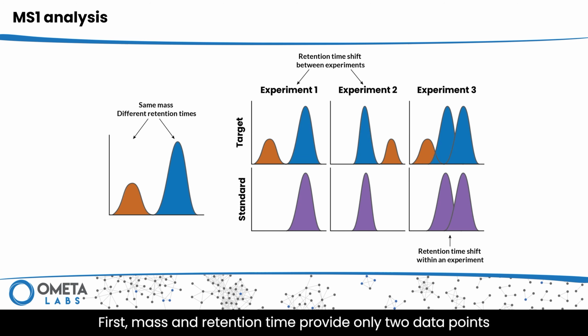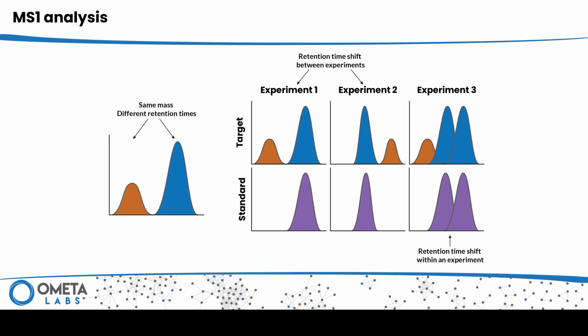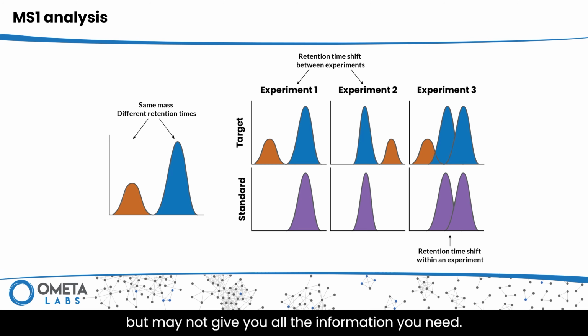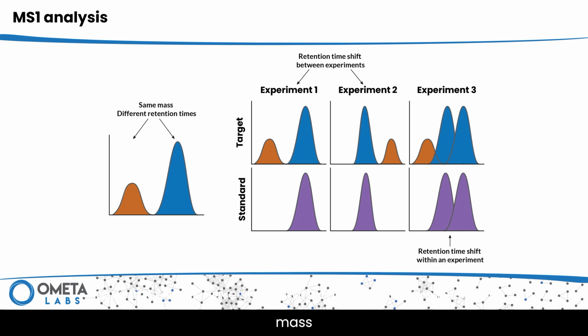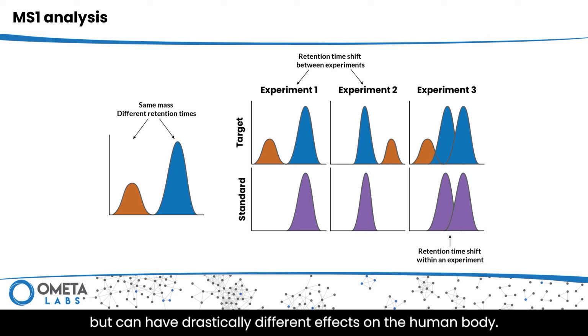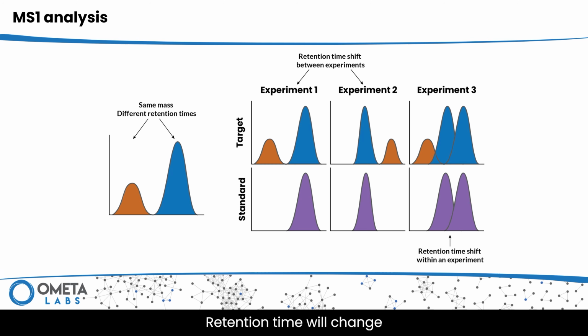First, mass and retention time provide only 2 data points to identify your target compound. Mass is very stable, but may not give you all the information you need. For instance, many chemicals have structural isomers that share the same mass, but can have drastically different effects on the human body. Retention time, on the other hand, is not very stable. Retention time will change whenever you change experimental conditions, but even when you're using exactly the same conditions, retention time can still drift between batches or within the same sample batch.